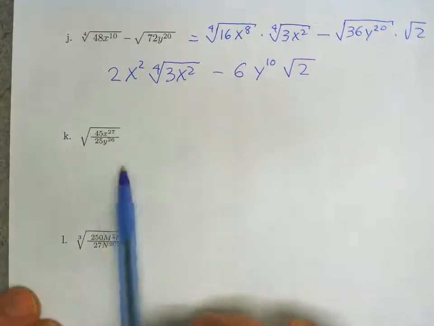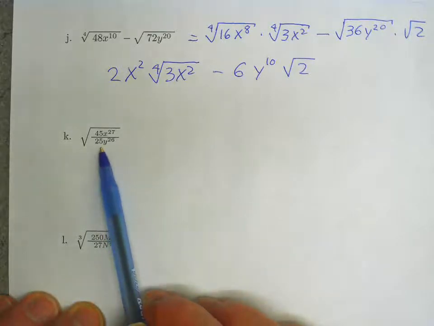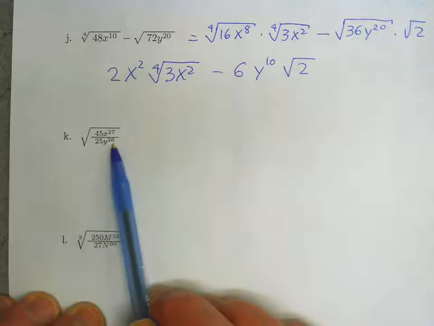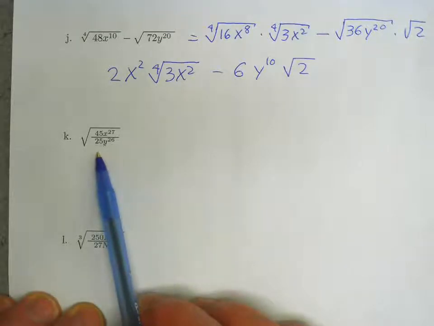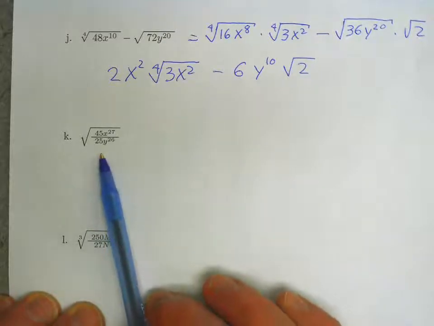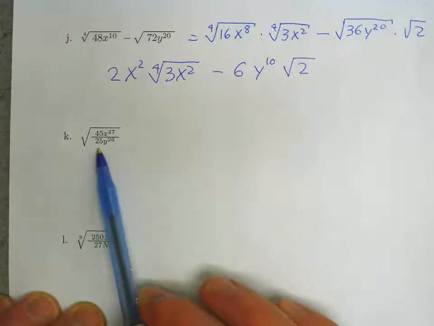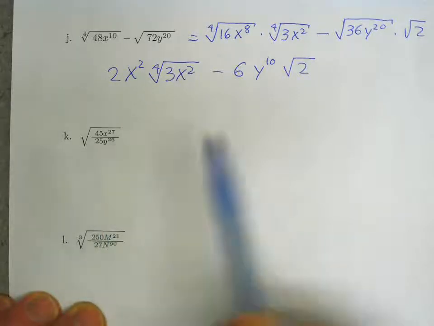Okay, in this next example, we have a square root. Notice that in the denominator, we already have a perfect square, 25y to the 26th. So even though we could write the quotient in lower terms, it's to our advantage in this case to not write it in lower terms, because we would just have to undo that later.